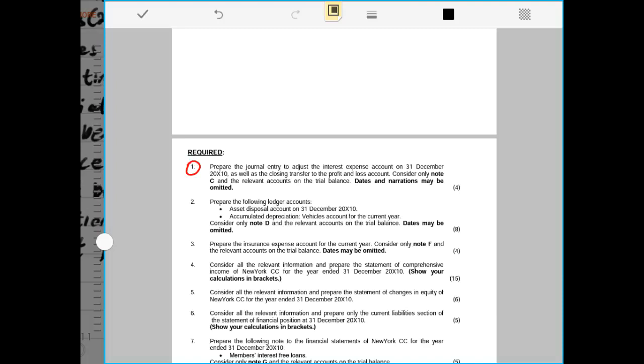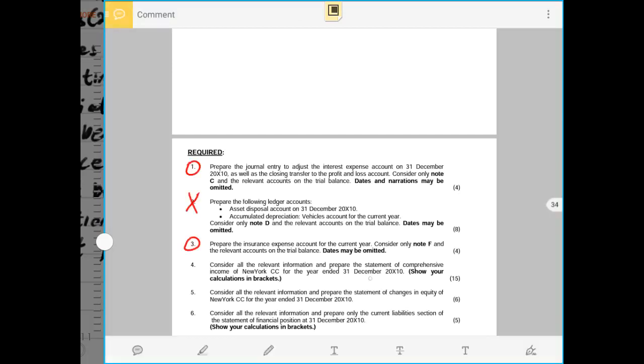It's very important. Number 2, we are required to prepare the following ledger accounts: asset disposal and accumulated depreciation on vehicles. I will not do this requirement because you have done asset disposal last term and you will not be tested in the 2016 exam. Number 3, we are required to prepare the insurance expense account. That is important. Insurance expense account, consider only note number F and the relevant accounts on the trial balance date may be omitted. So that is also important.